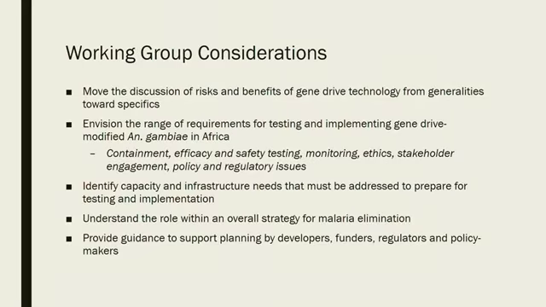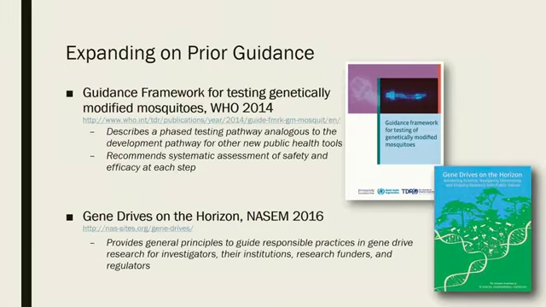They were built on relevant prior guidance, including the WHO guidance framework for testing genetically modified mosquitoes, which was published in 2014 and described a phased pathway for testing of GM mosquitoes with systematic assessment of safety and efficacy at each step. And then also the Gene Drives on the Horizon report that was issued by the National Academies of Science, Engineering, and Medicine in 2016, which provided general principles to guide responsible practices in gene drive research across many applications.